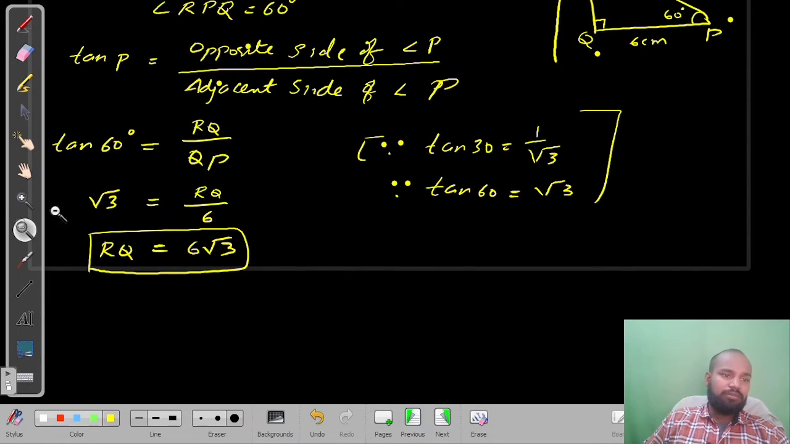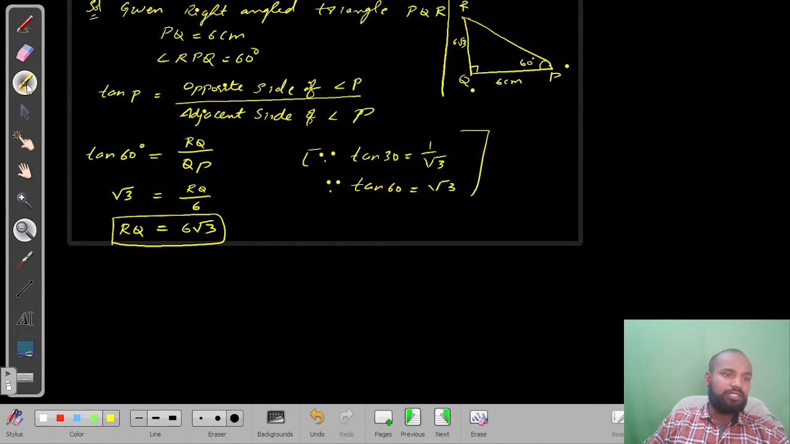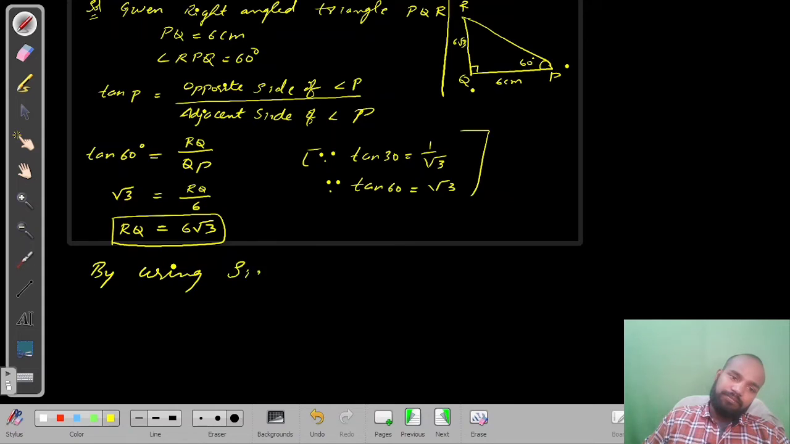To find the RP value, we have to use sine. By using sine 60 degrees. So what is the sine formula actually? Sin theta equals, what is the sin theta formula?